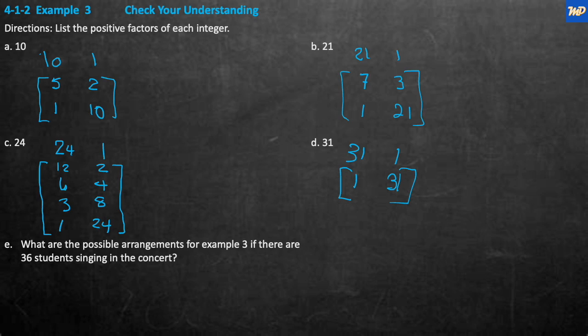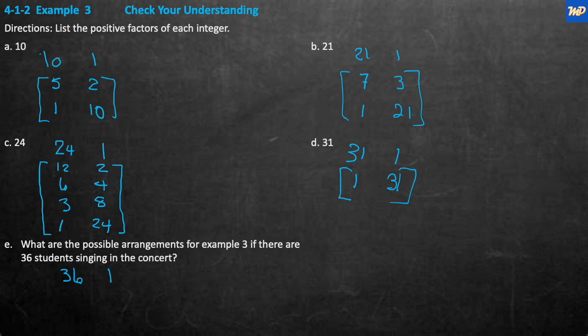Okay. So now in E, it says, what are the possible arrangements for example 3? That's where we had the 5 student minimum limit of students in the singing. If there are 36 students singing, but we still have the same rules, they could only have 5 as the minimum. So what are the factors of 36? Let's find out. But what is it that we can't do? Like we showed, we can't go below 5. So 36, our numbers are 36 and 1.